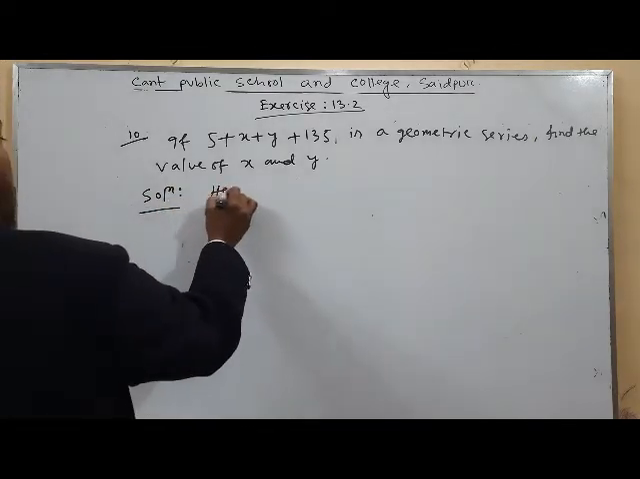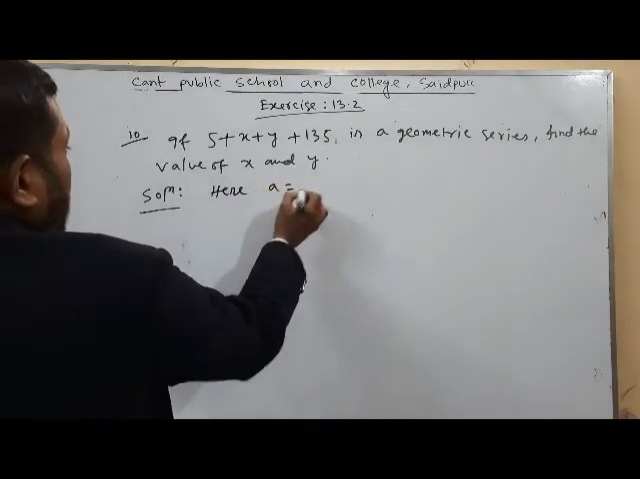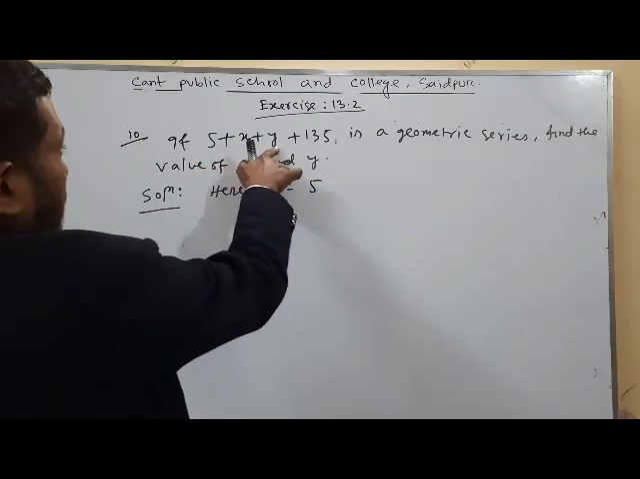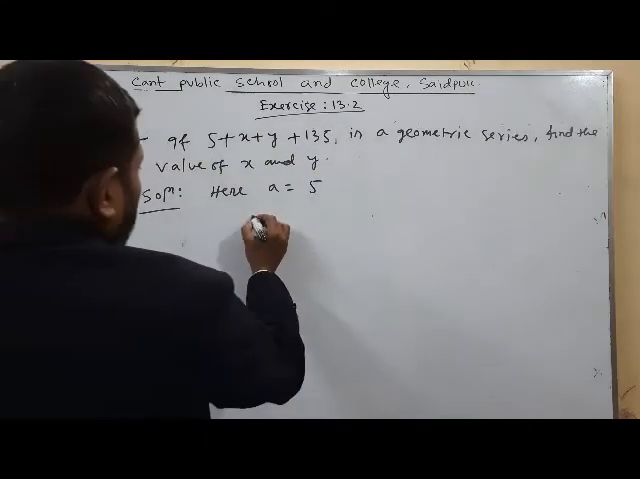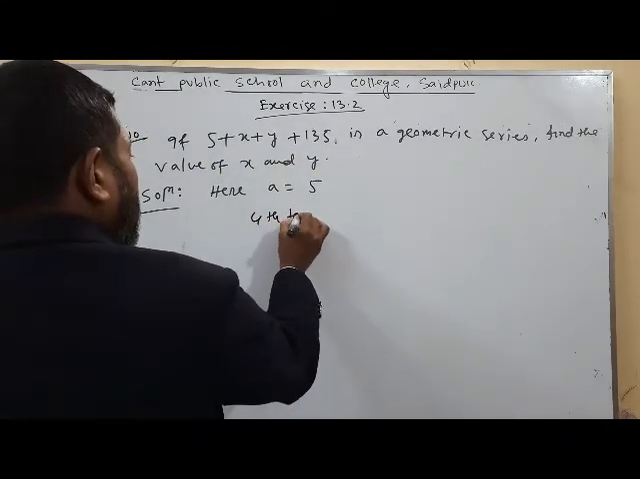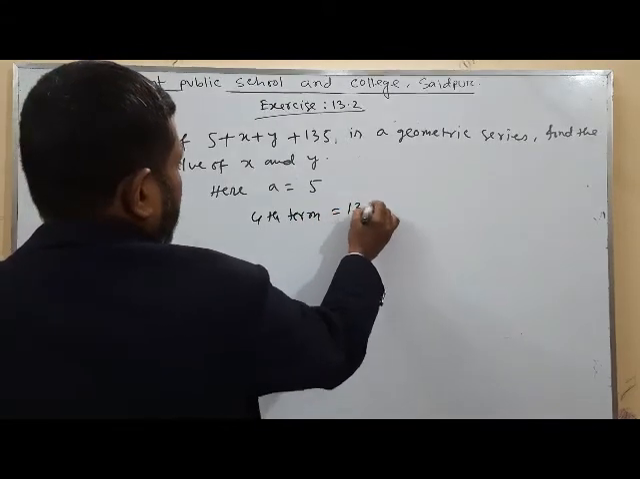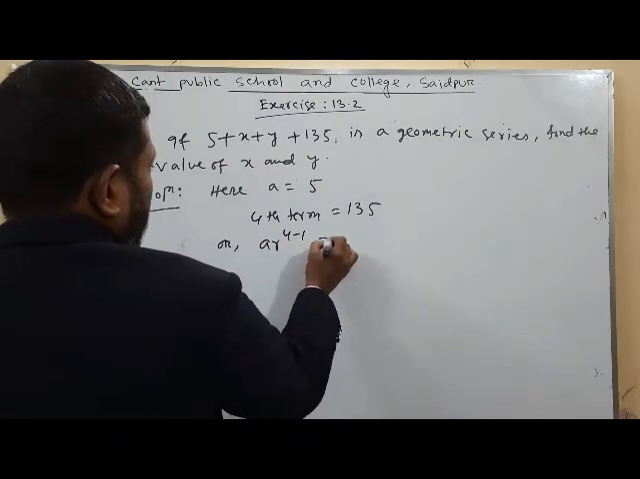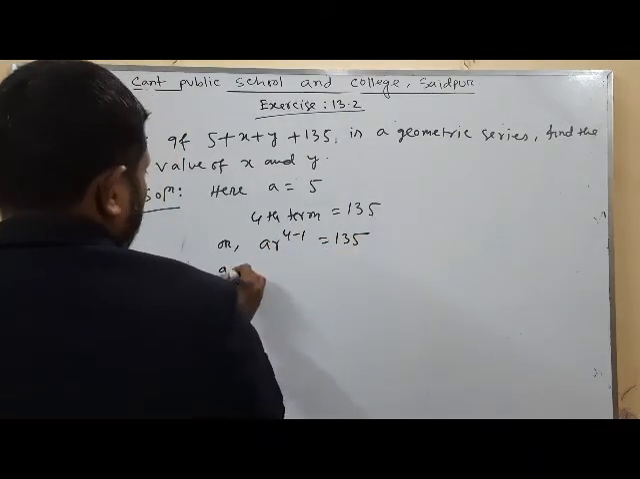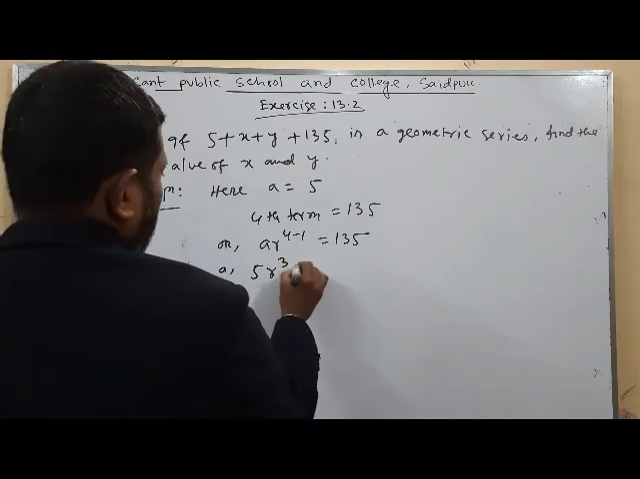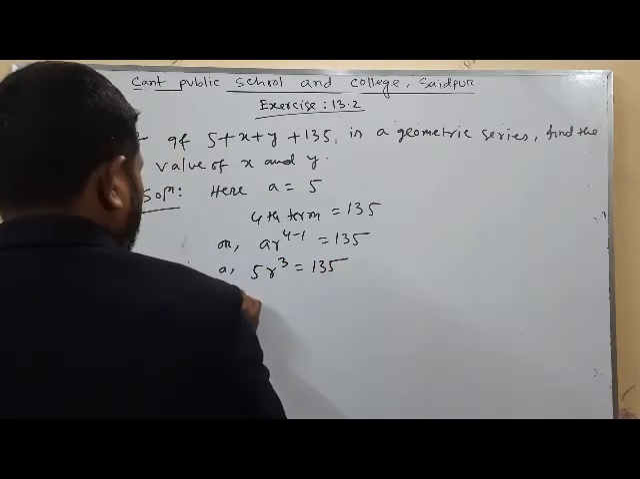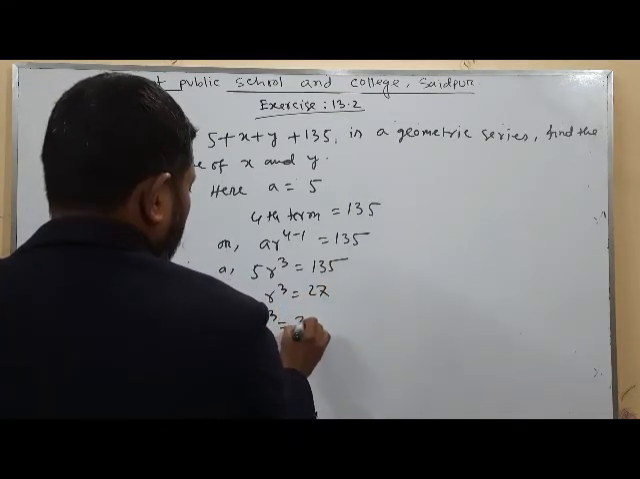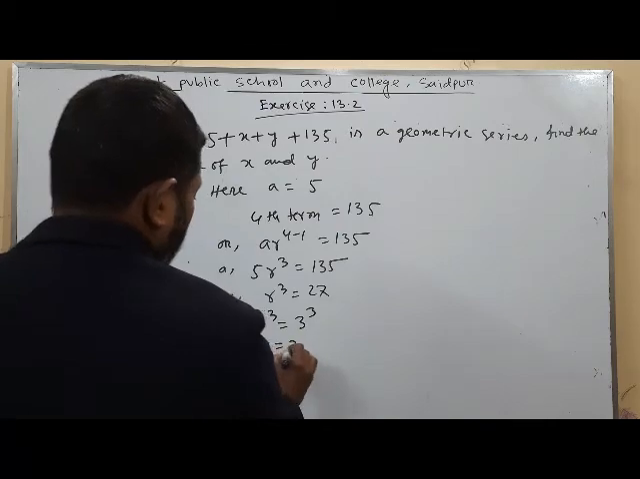Here the first term a is equal to 5, then the second term, third term and fourth term. So the fourth term is equal to 135, or a r to the power 4 minus 1 is equal to 135, that is 5 r cube is equal to 135, or r cube is equal to 27, that is r is equal to 3.